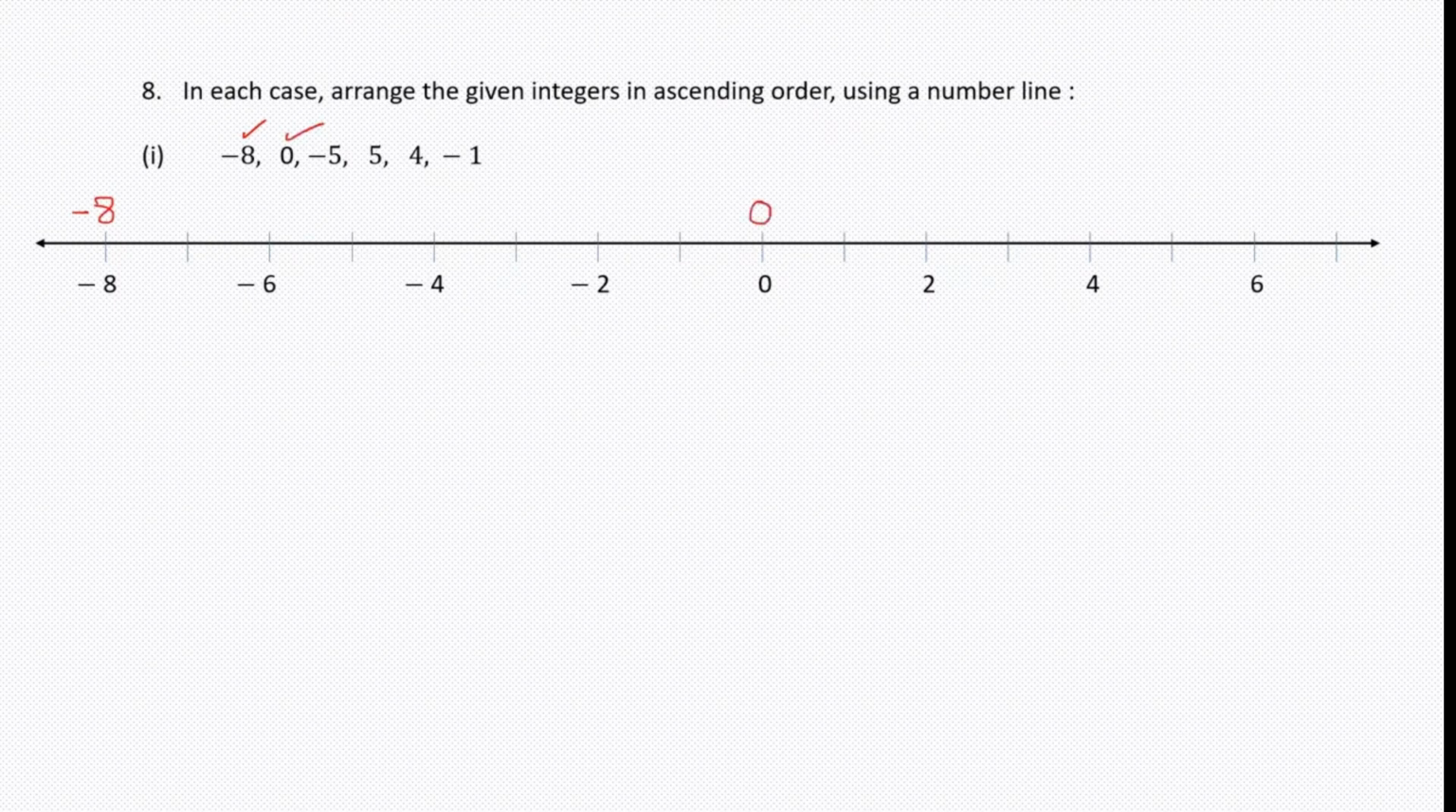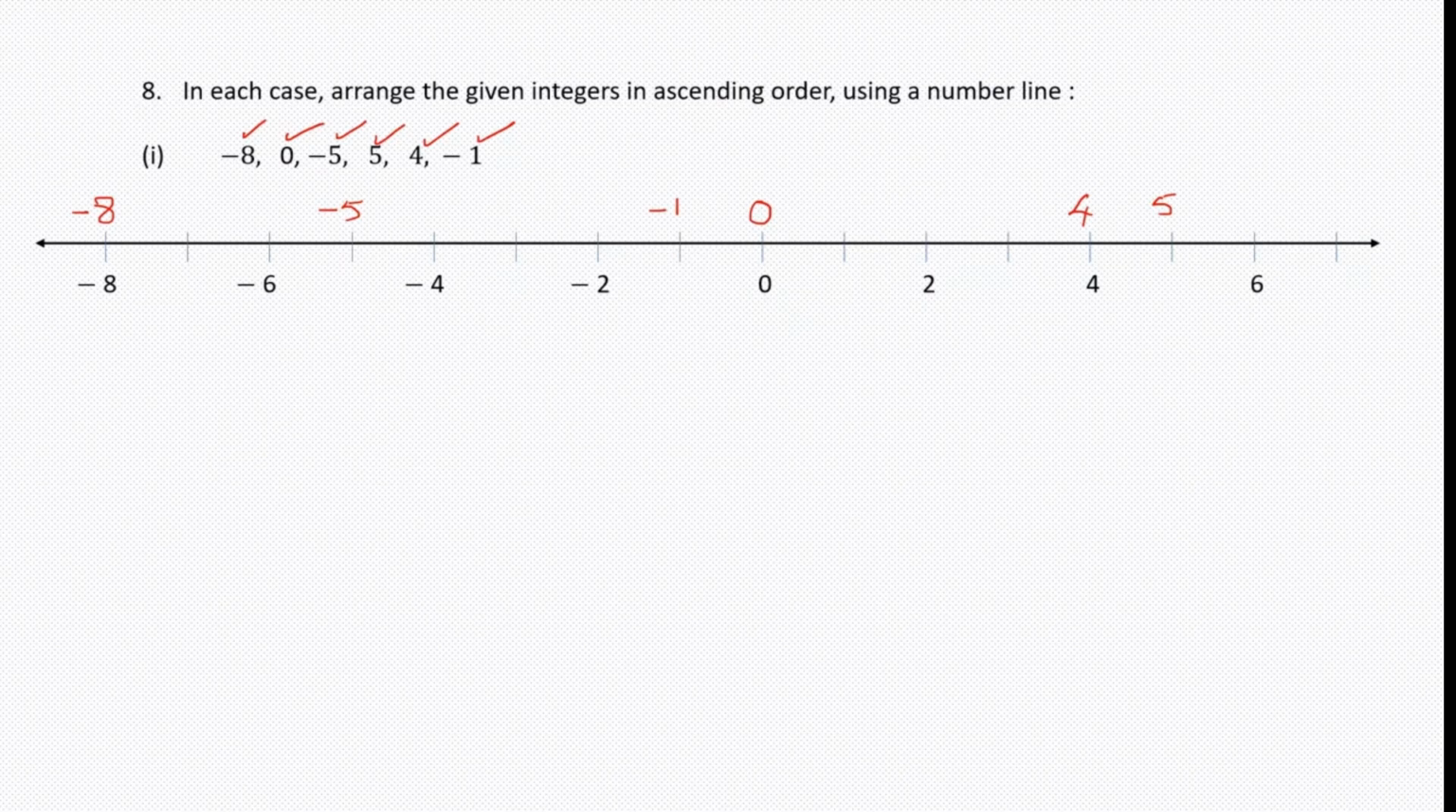0, minus 5, so it comes between minus 4 and minus 6. 5, between 4 and 6. 4 is here. And minus 1 is between 0 and minus 2, minus 1.